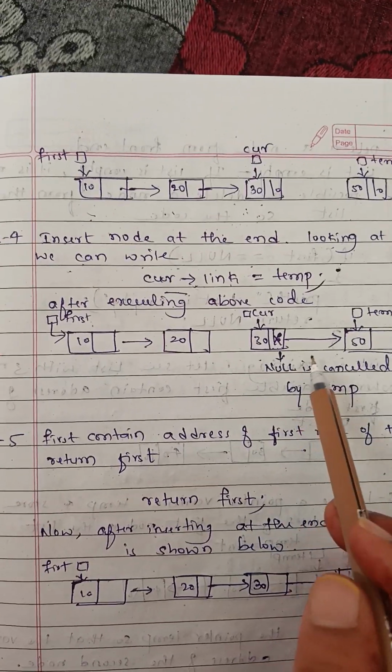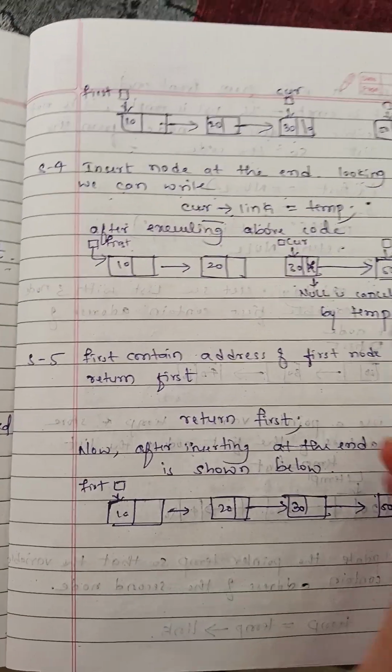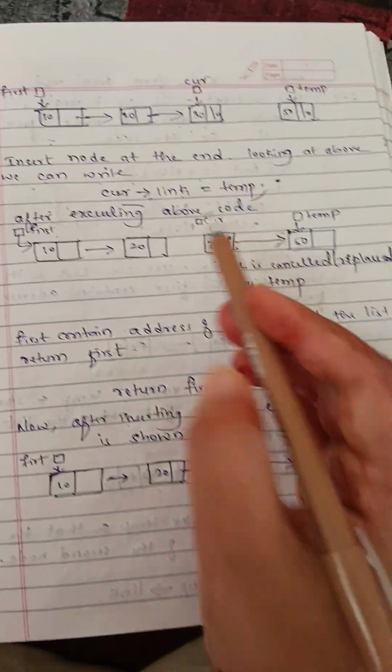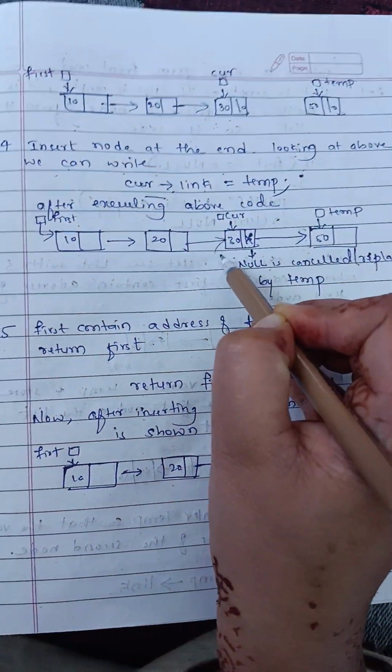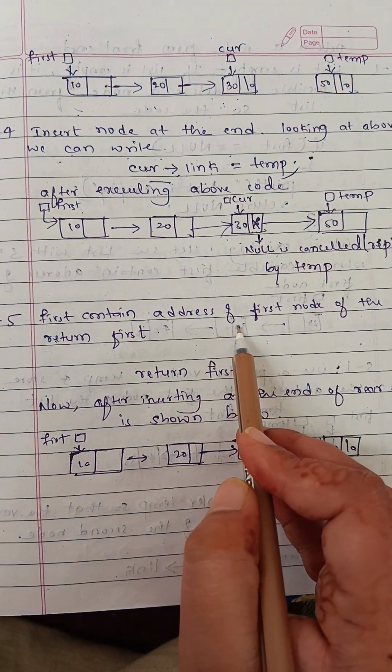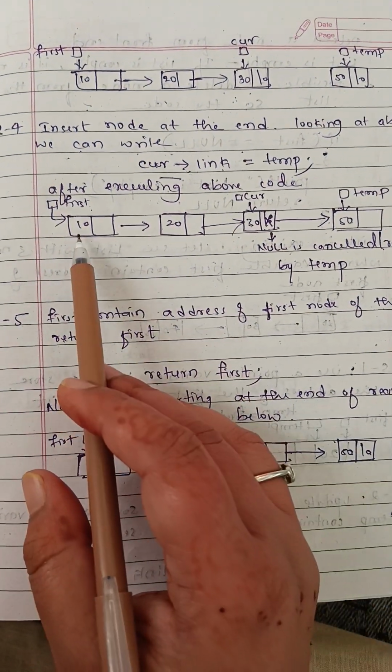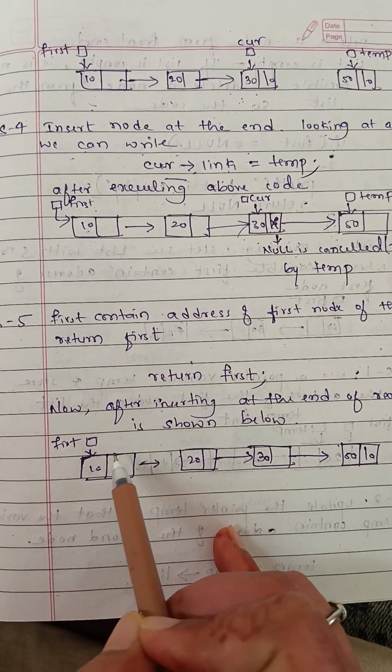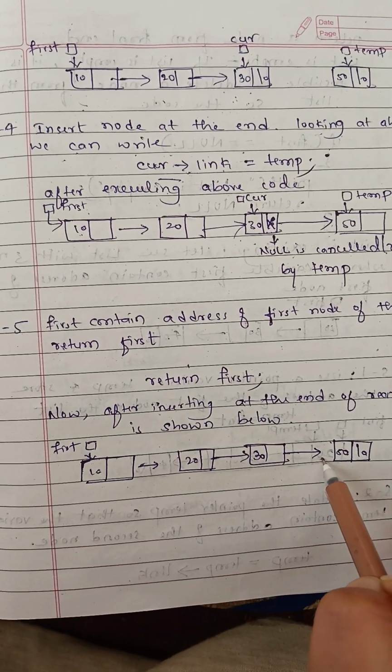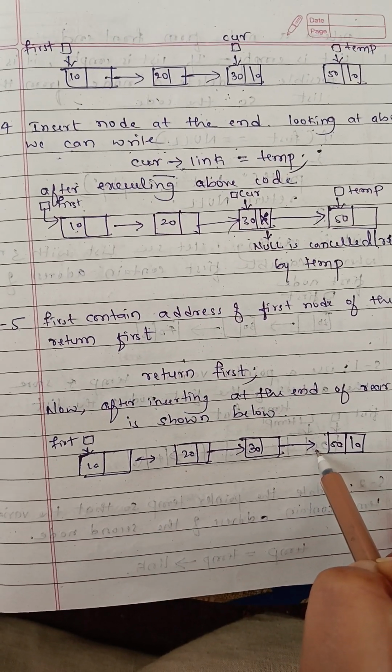After that, what do I have to return? The link already exists, right? The first contains the address of the first node. So what you have to return? Return first. So you are inserting a node at the rear end.